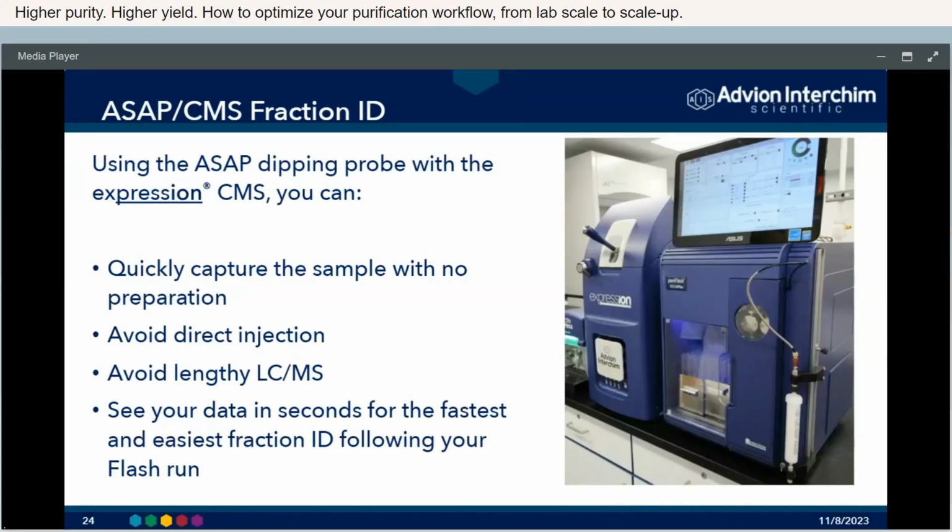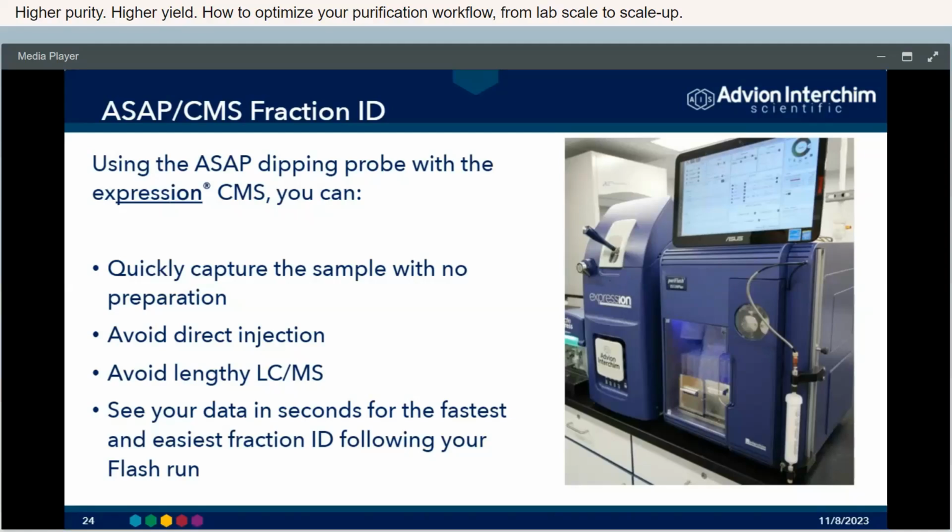Okay, so fraction ID generally is done via more TLC, maybe sometimes LCMS. So you'll need to spot several fractions and develop TLC plates. It can be a time-consuming process. But one of the tools that we offer is actually what's called the ASAP source. Again, this is the Atmospheric Solids Analysis Probe.